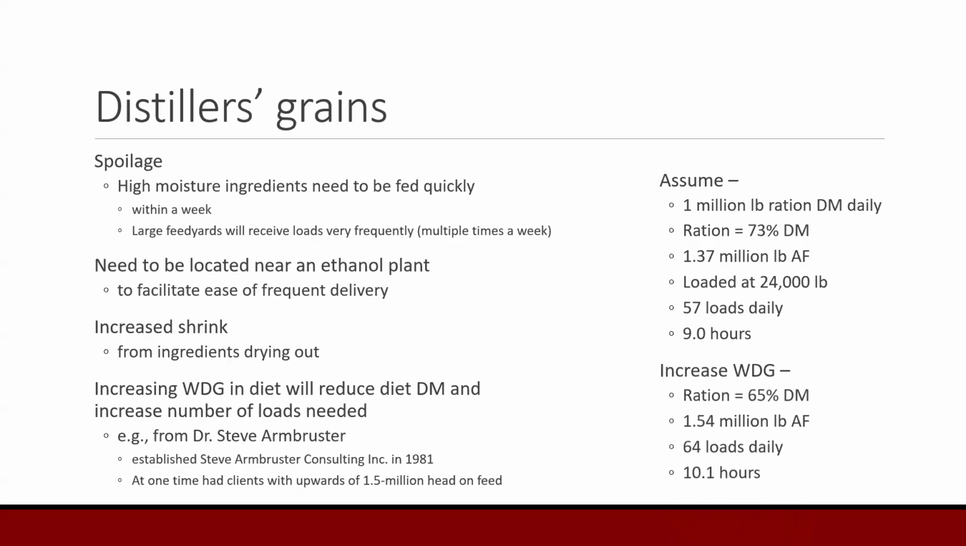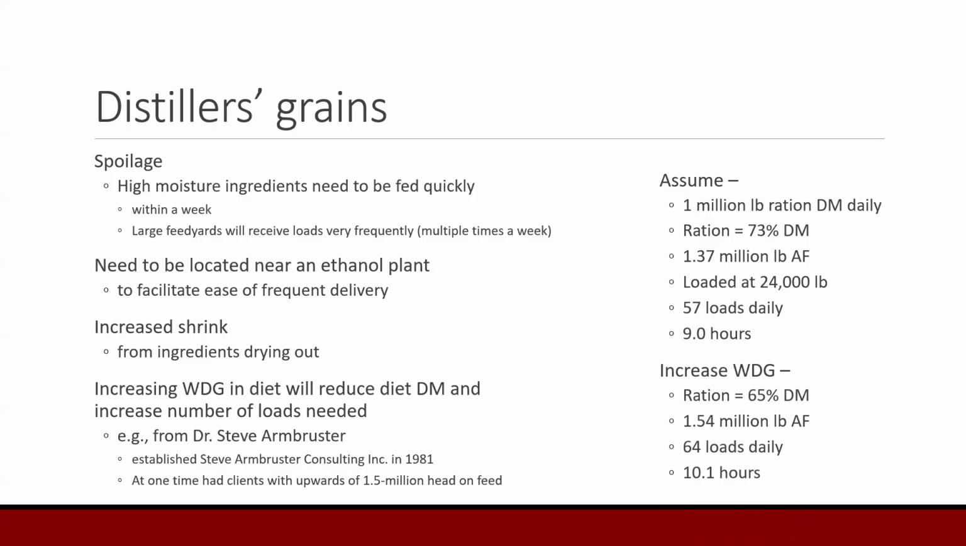Compared to a diet where we increase wet distillers grains, so we're increasing the amount of a wet ingredient. Now our dry matter percent is 65%. Okay? Now we have to deliver 1.54 million pounds as fed. We didn't change how much dry matter of feed we're delivering, but because it's wetter, we have to deliver more feed on an as fed basis.